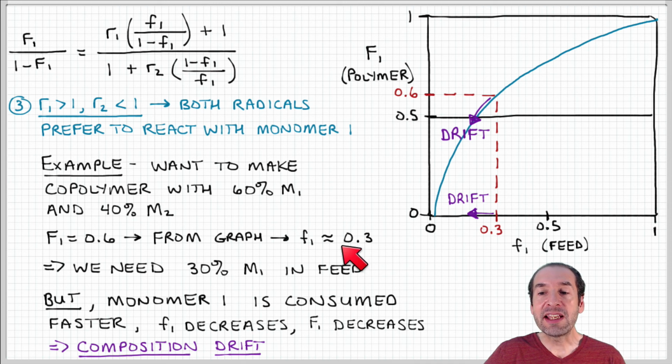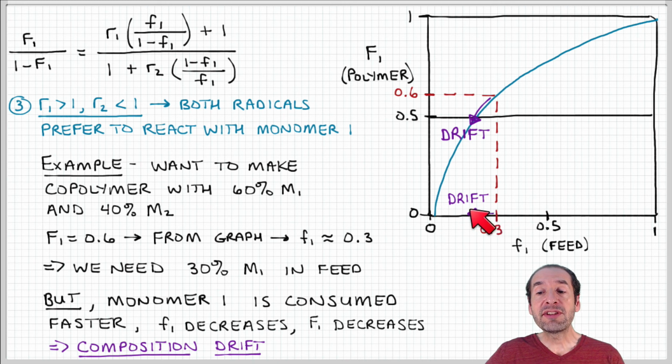There are some complications that can emerge, because you can imagine that, say we add 30% monomer 1 to our reaction mix. Well, monomer 1 is going to be consumed preferentially over monomer 2. So over time, this fraction in the feed is going to start to drift. It's going to be reduced from 30% to some lower value. And as that happens, that's also going to change the composition of the copolymer during the reaction. So this phenomenon is called composition drift.